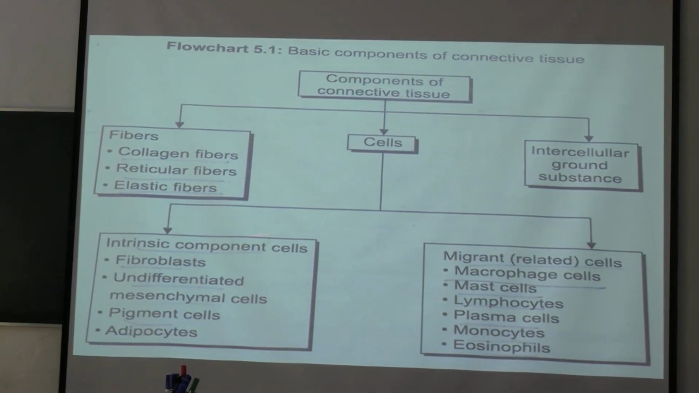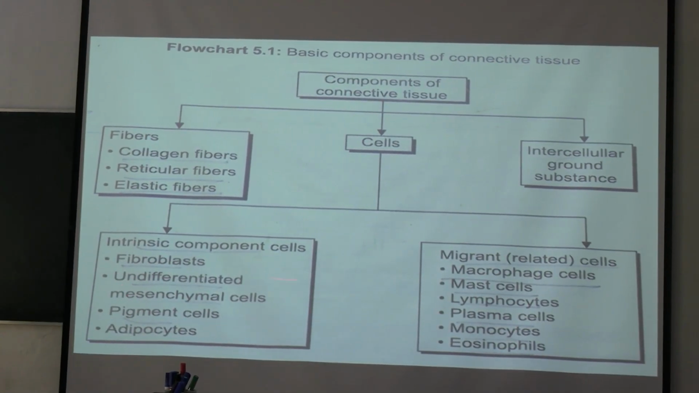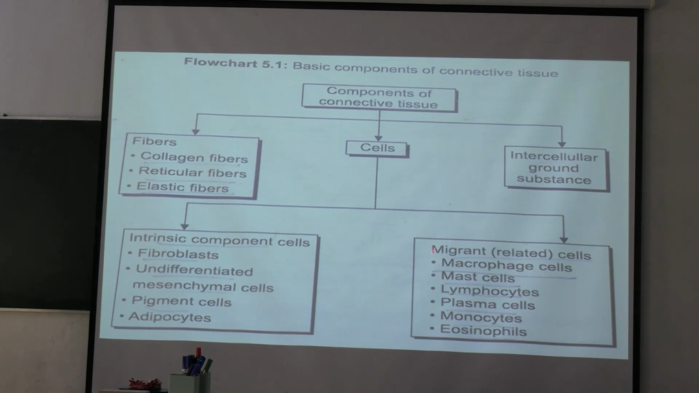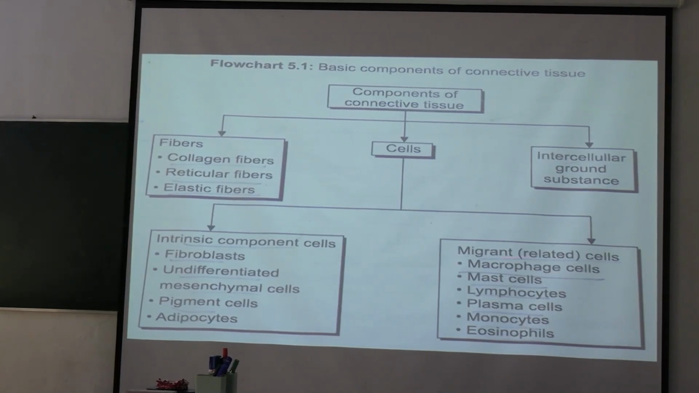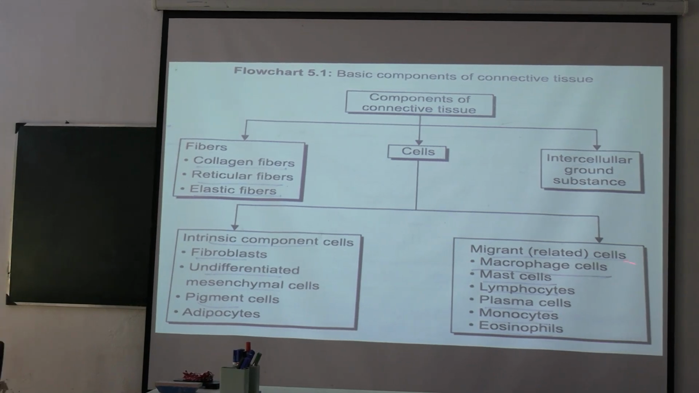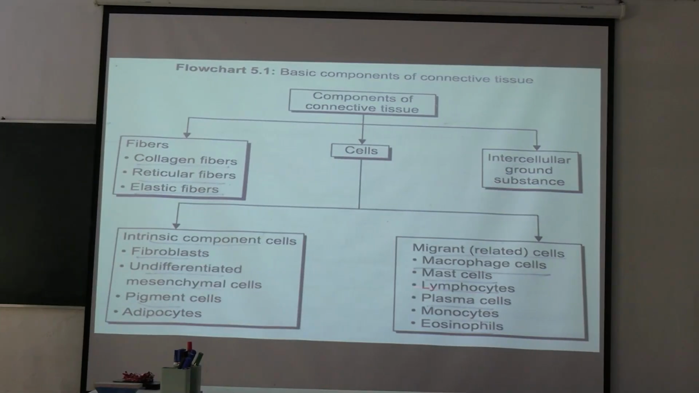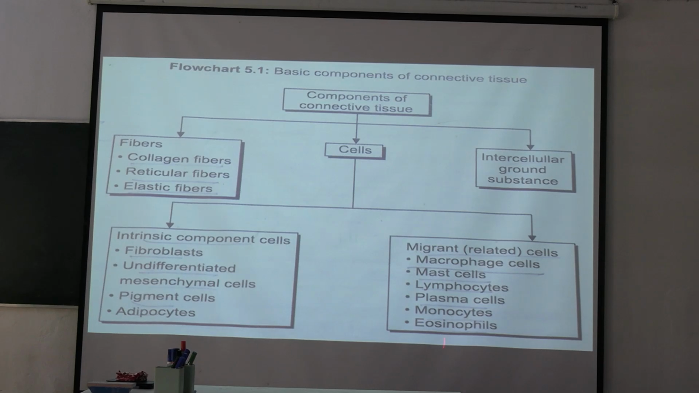Cells are again divided into two types: intrinsic component cells and migrant cells or related cells. Intrinsic component cells include the fibroblast, undifferentiated mesenchymal cells, pigment cells and adipocytes. And migrant cells or related cells are the macrophage cells, mast cells, lymphocytes, plasma cells, monocytes and eosinophils.